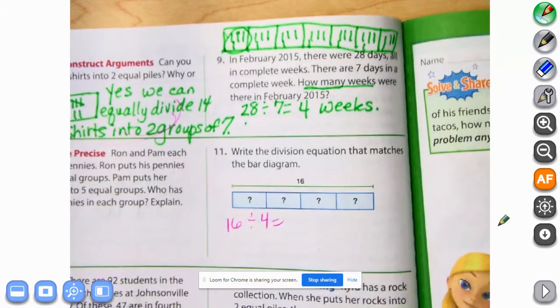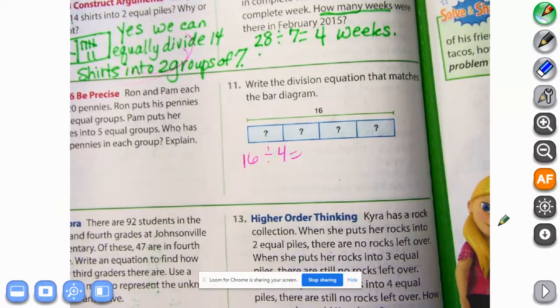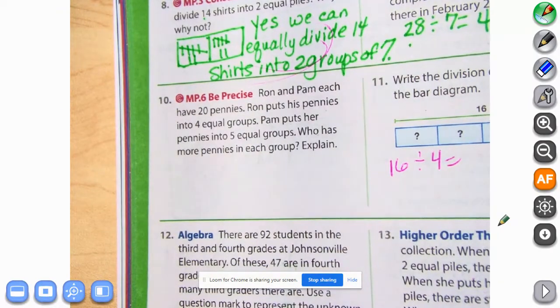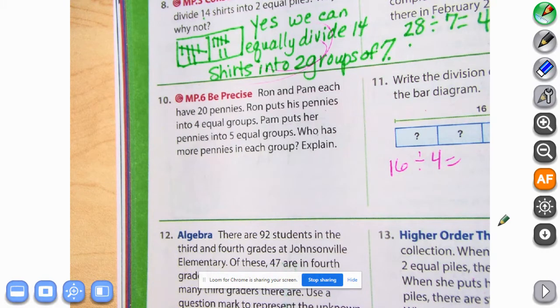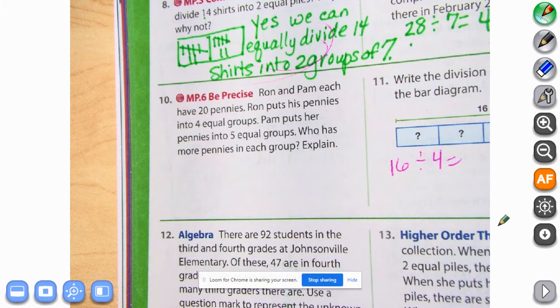Okay, go ahead and pause if you need to. We're going to go to number 10. Ron and Pam each have 20 pennies. Ron put his pennies into 4 equal groups. Pam puts her pennies into 5 equal groups. Who has more pennies in each group?